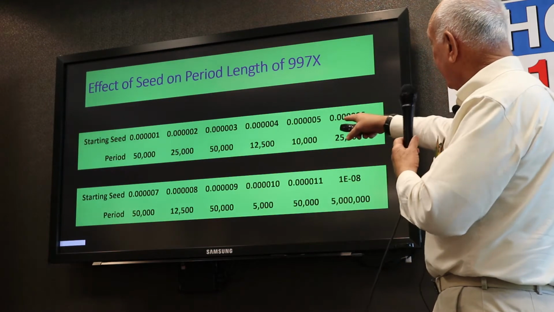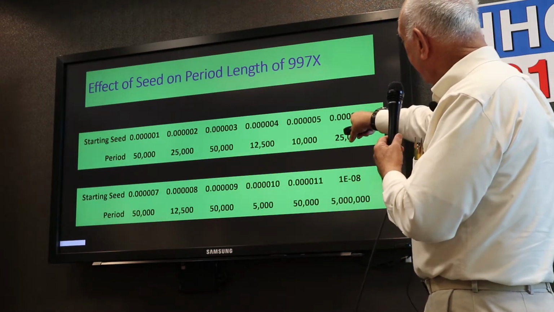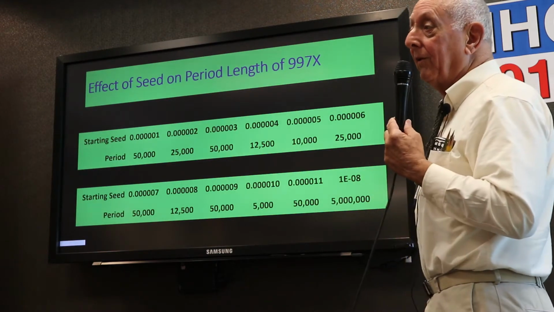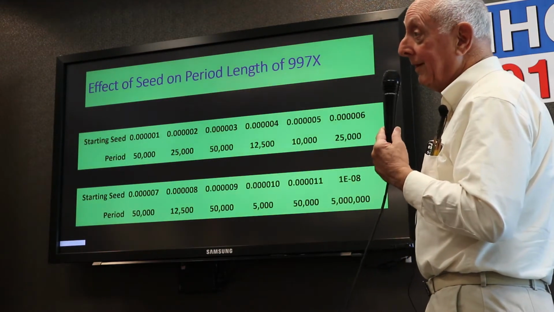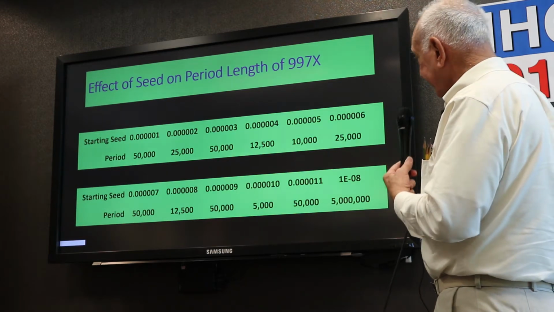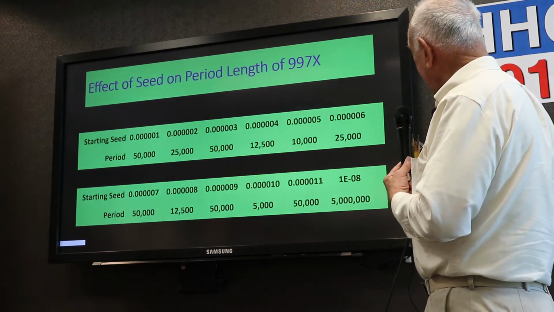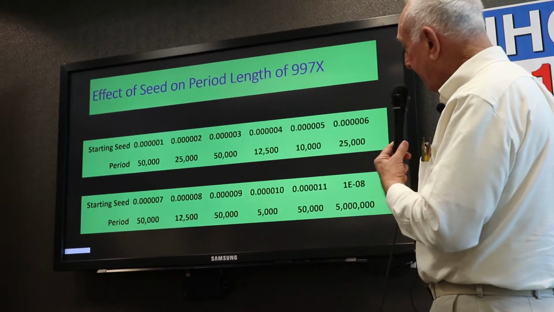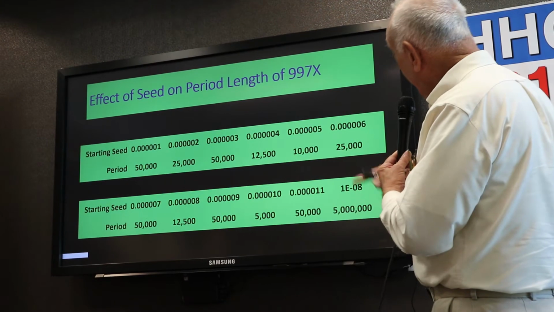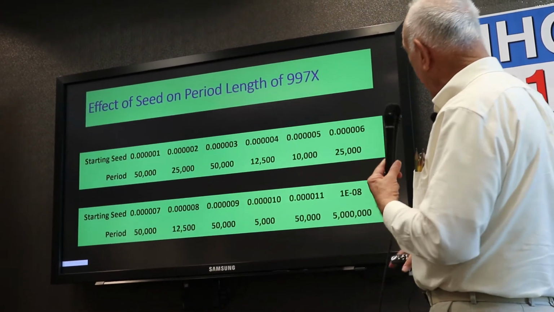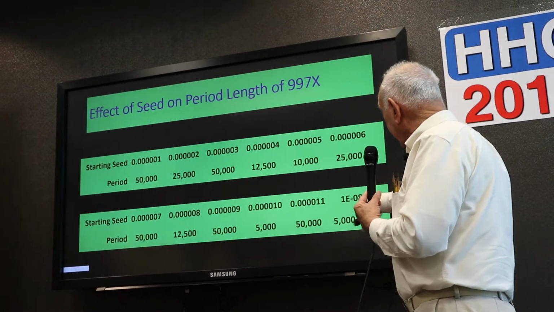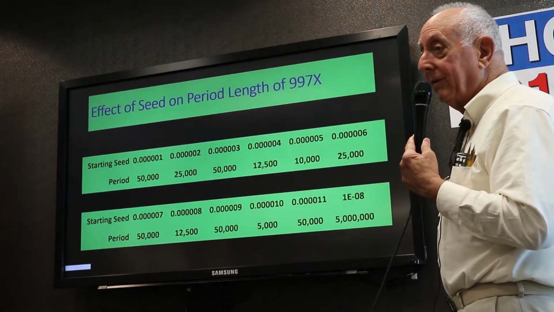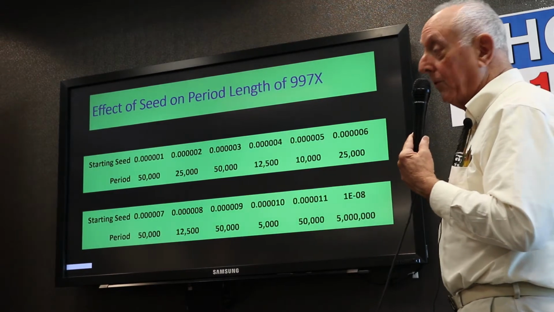Now, this shows how the initial seed affects the period. And one of the things you like in a random number generator is to get as many as possible. And as you can see, if you want to increase the number of random numbers beyond 50,000, you can use a starting seed that uses a couple extra digits. It turns out a couple extra digits really goes a long way towards improving this thing.